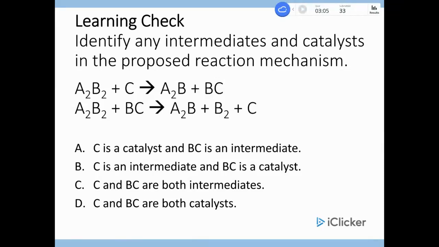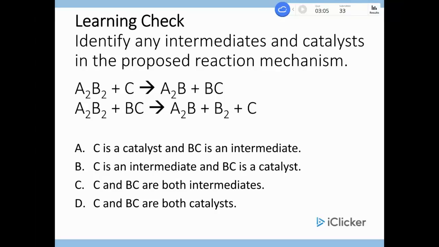All right, we've got these 2 elementary steps. We're looking for any intermediate and any catalyst. So really, we're looking for something that is on both sides of the reaction equation, the left side of one, the right side of another. And then we have to determine which one is first consumed and then produced, and which one is first produced and then consumed. So we notice, for example, C is used as a reagent and it's produced in the second step. So what is that? Catalyst, what we just learned about. Used to speed up the reaction, but it's always regenerated.